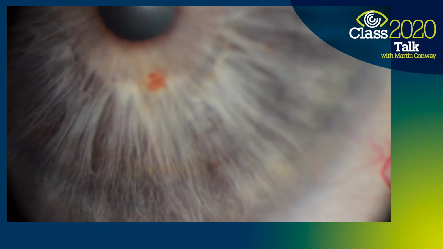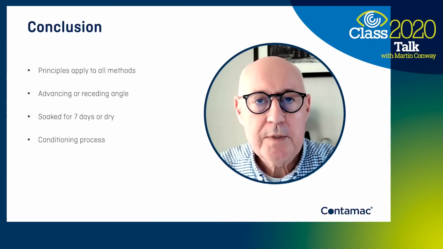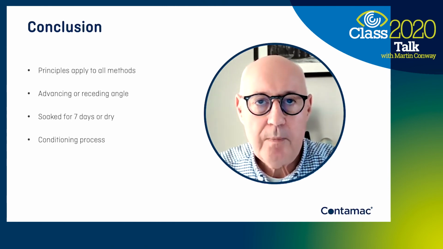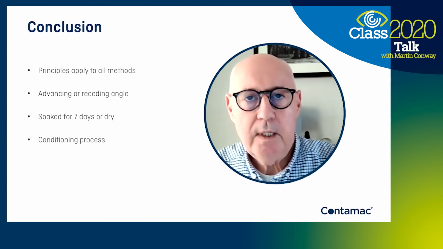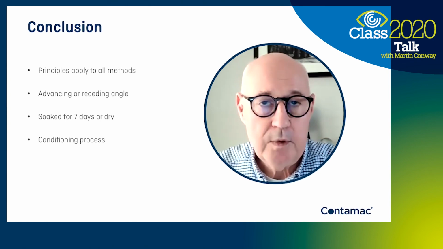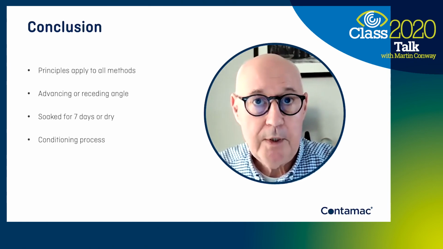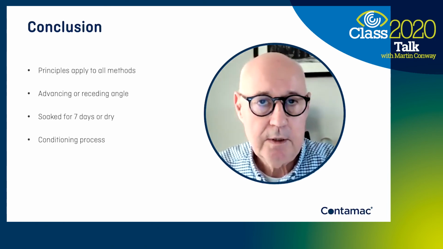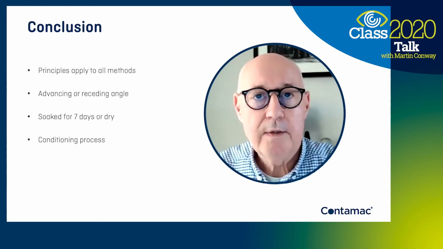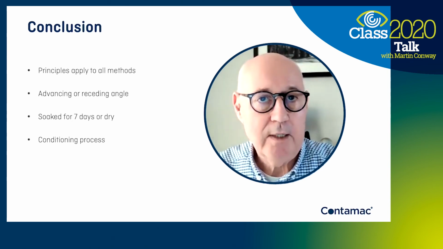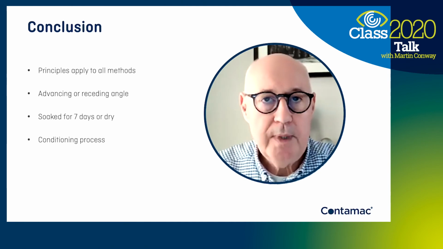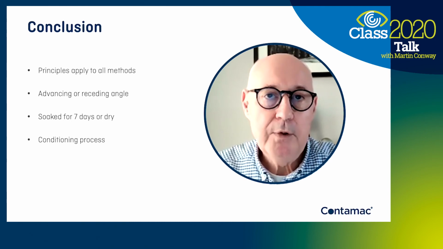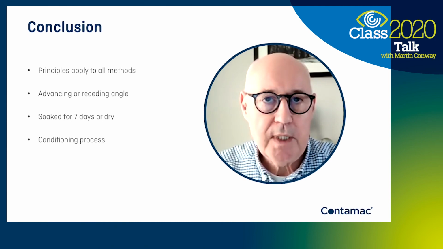In summing up, although this presentation is concentrated on the sessile drop method of measuring wetting angle, the principles apply to all three methods. For a practitioner to be able to compare like with like, you'll need to know what method was used, whether the number you're referring to is the advancing angle or the receding angle, and also whether the material measured was actually wet and soaked for 7 days, or whether it was dry. And should dry spots appear on a material, then remove them and allow the reconditioning process to take place.